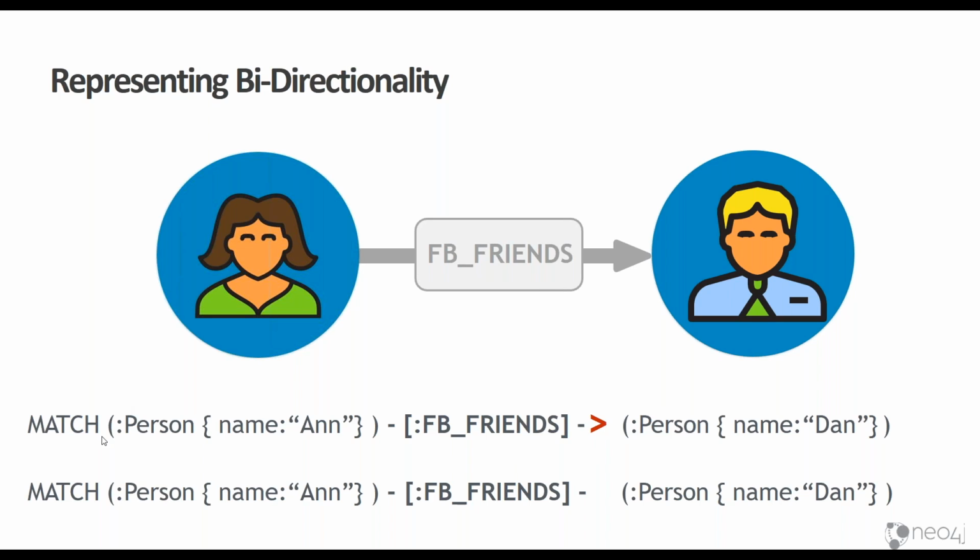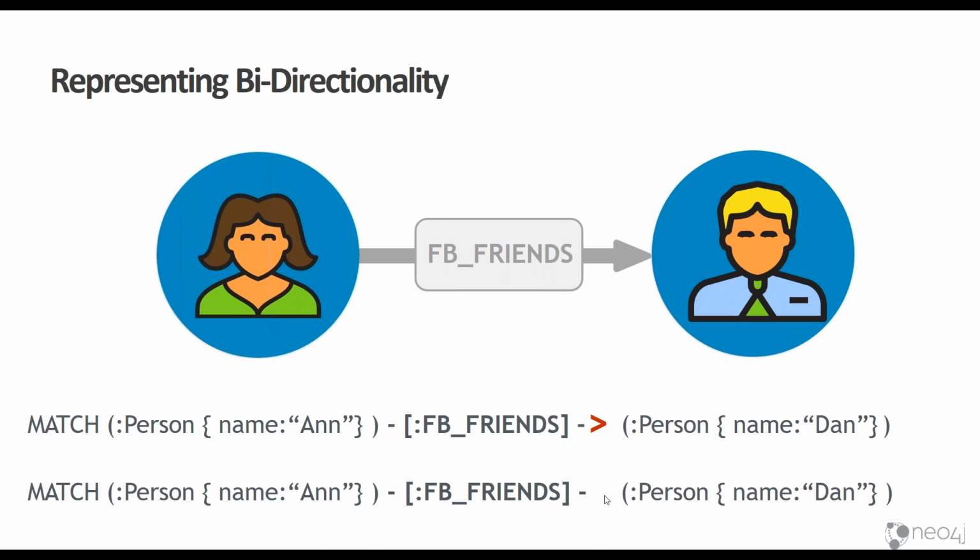That'll bring it up. But if we wanted to ask the question, well, actually, we just want to know, bring me back if Anne and Dan are friends, and it doesn't matter who initiated that connection, we just want to know whether they're friends, then it's the same query and we just drop off the arrow, and that will bring back that query.